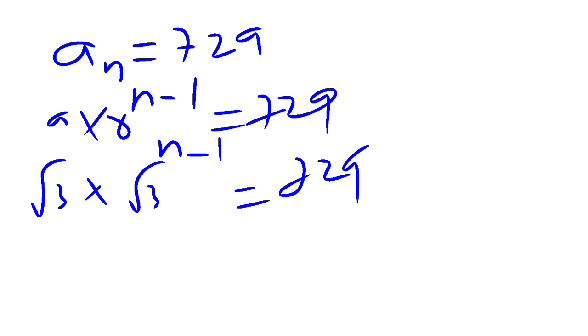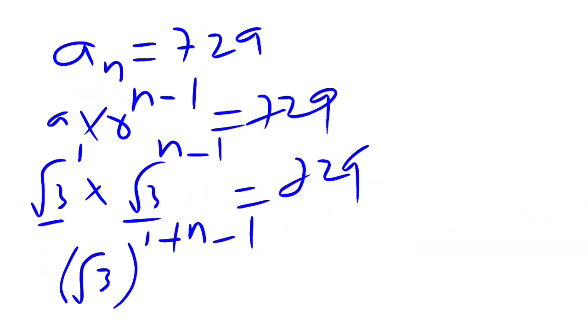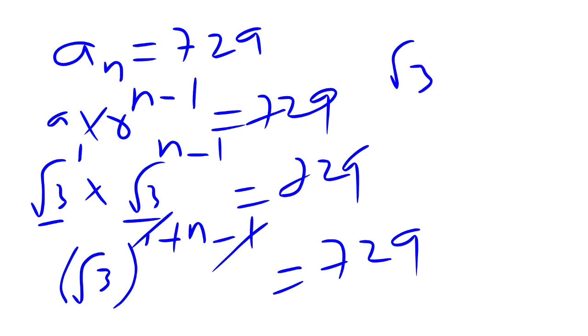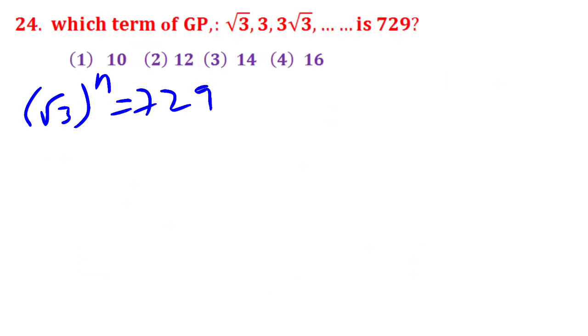So here the root 3 power is 1. The bases are the same, so a to the power of m into a to the power of n equals a to the power of m plus n. So 1 plus n minus 1 equals 729. Now plus 1 minus 1 cancel. Then root 3 whole to the power of n equals 729. To find the n value, let's write 729 in exponential form. So how do we write the exponential form?